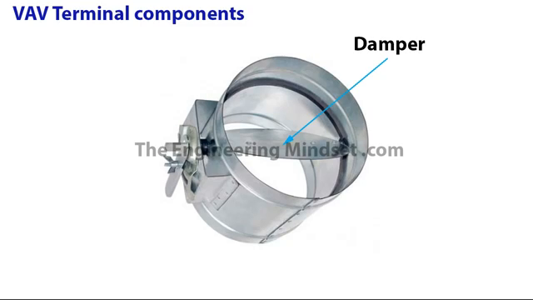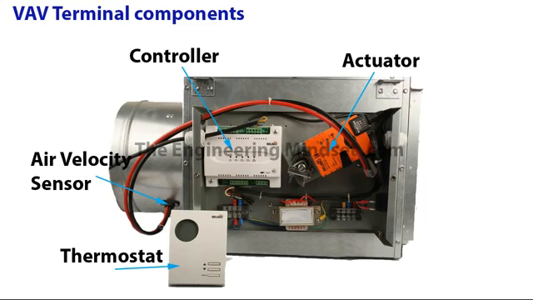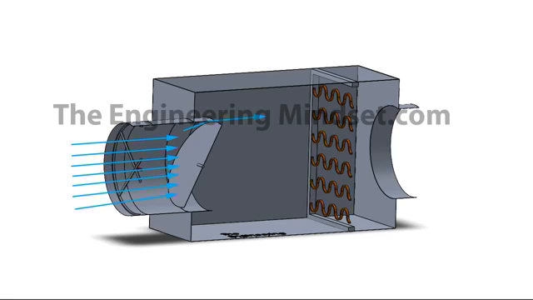So this first part here, we've got the damper. Here you can see the air velocity sensor and also the damper. So this is looking through towards into the VAV box. And then looking at the controls point of view, we've got the thermostat, the air velocity sensor, the controller, and then the actuator. Don't forget, the actuator is the device which controls the position of the damper inside the duct.